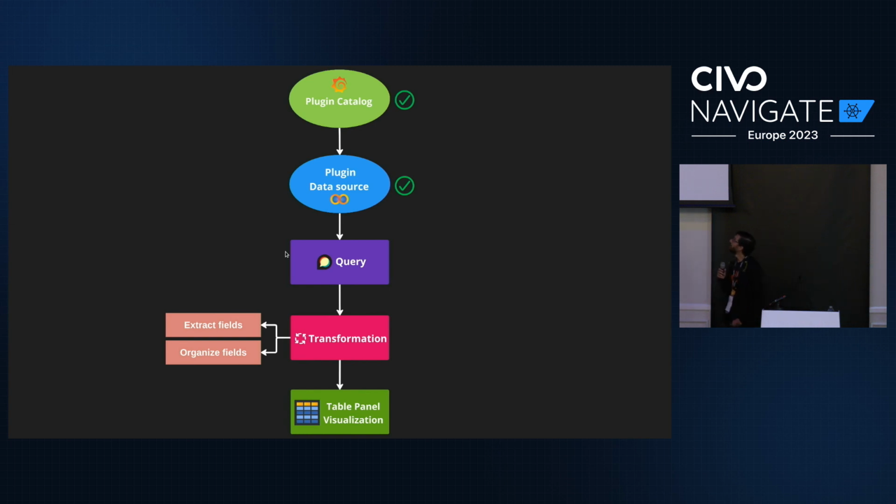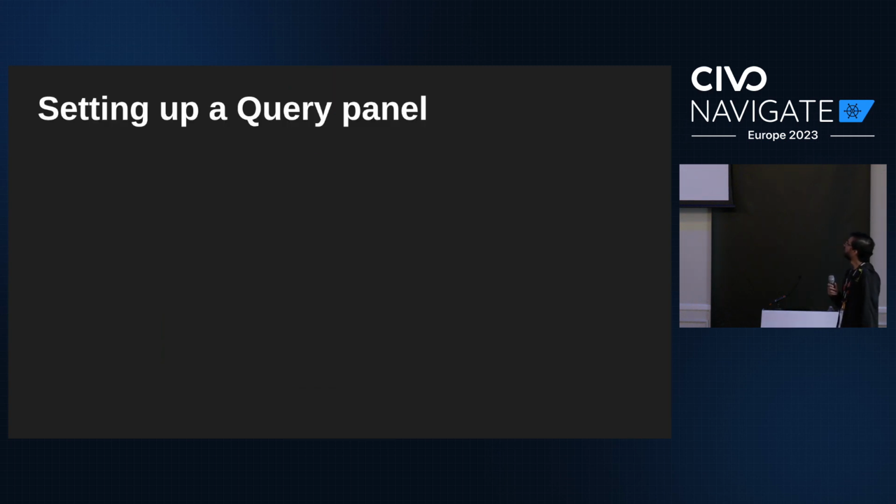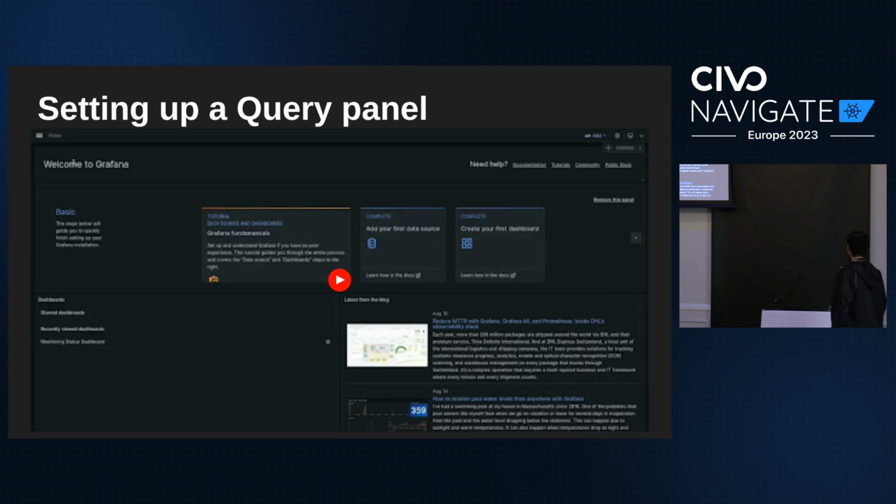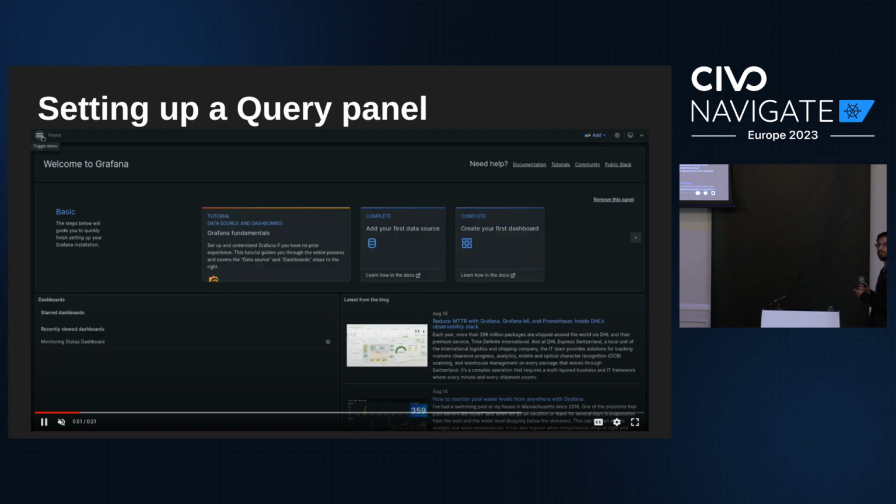Okay, good. So this is the flow which we're going to follow, and basically we have done the first two steps, and now the third step is that we will define a query using our Discourse plugin, and then we will apply some example transformation, and we will use the table panel visualization to view all the results. So to set up a query panel, I think I can play here.